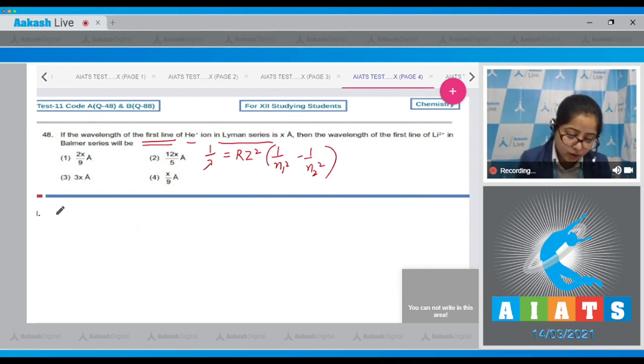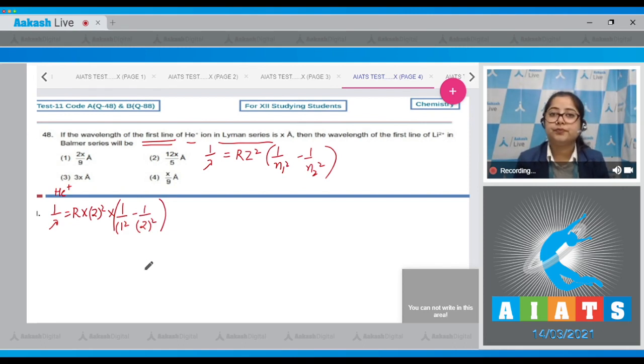So, students, 1/λ = R. For helium ion, the value of Z is 2 since the atomic number is 2. So 1/λ = R × 2² × [1/1² − 1/2²], since we are talking about the first line in the Lyman series. So 1/λ = R × 4 × 3/4.